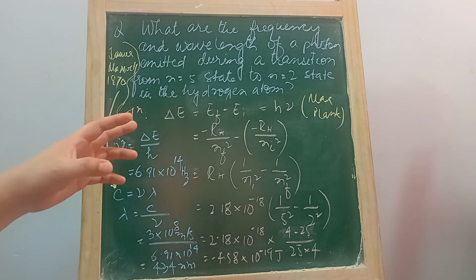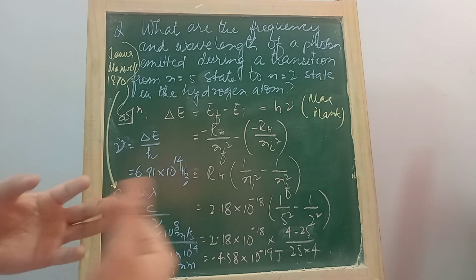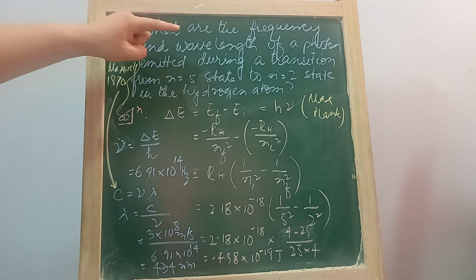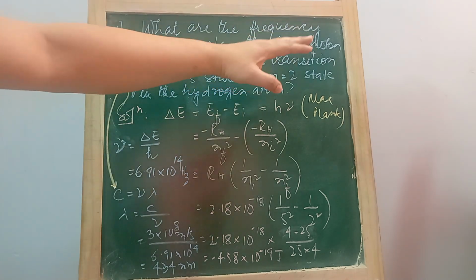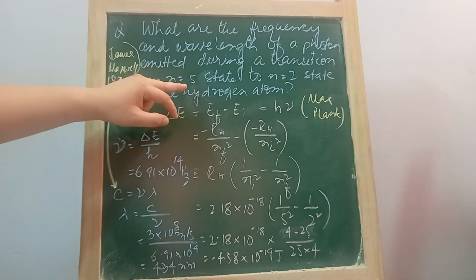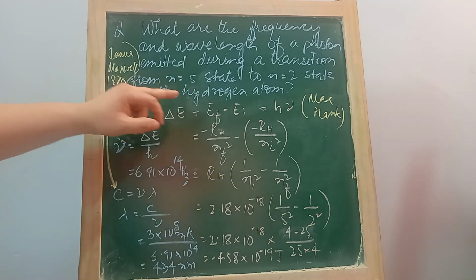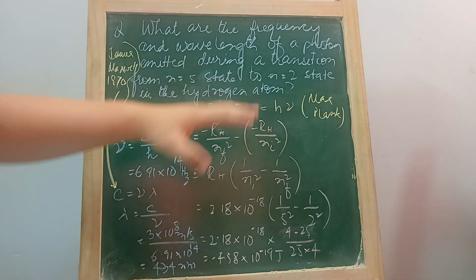Understand a question, a numerical problem on transition of states by electrons in a hydrogen atom. The question says: what are the frequency and wavelength of a photon emitted during a transition from n equal to 5 state to n equal to 2 state in the hydrogen atom? So what we're given is, it's all about the hydrogen atom.